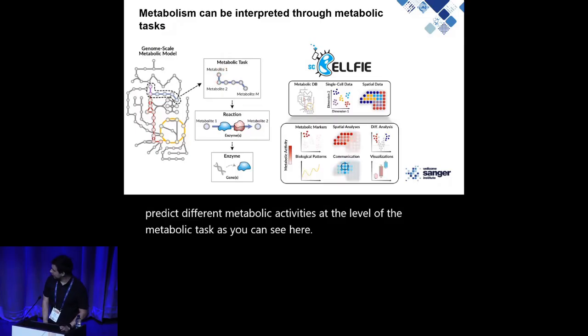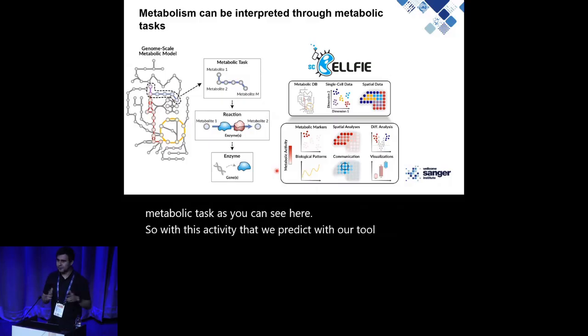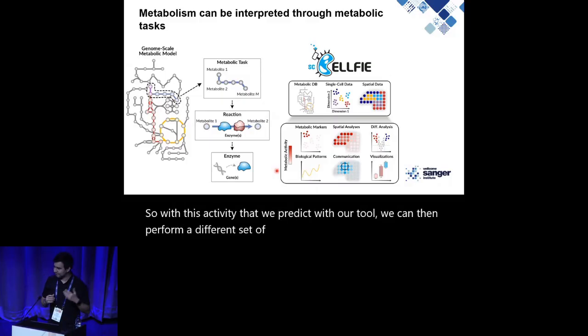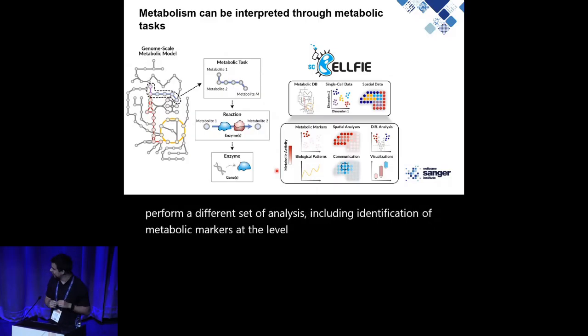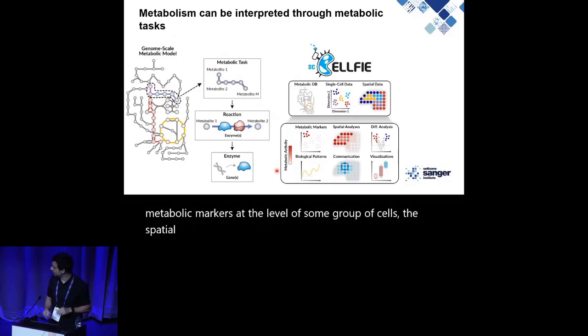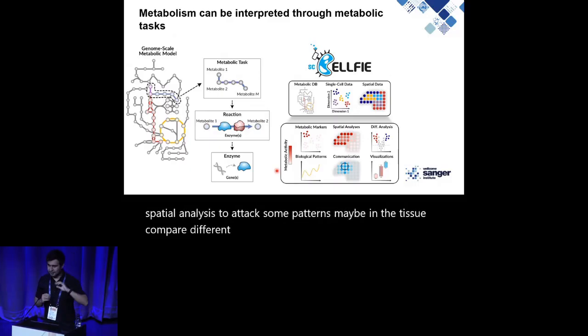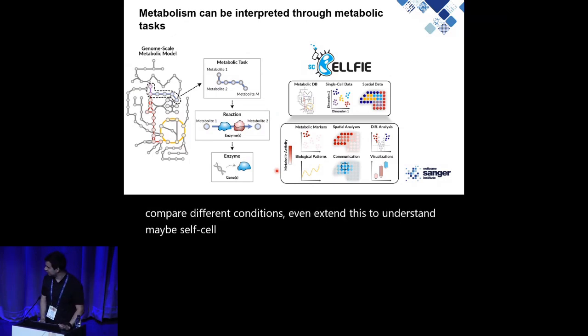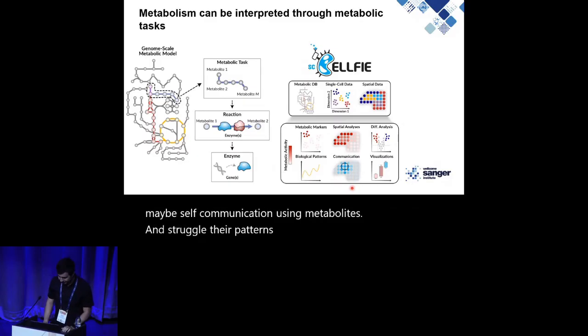So with this activity that we predict with our tool, we can then perform a different set of analyses, including identification of metabolic markers at the level of some group of cells, spatial analysis to detect some patterns maybe in the tissue, comparing different conditions, even extending this to understand maybe cell-cell communication using metabolites, and extracting other patterns such as temporal patterns, for example.